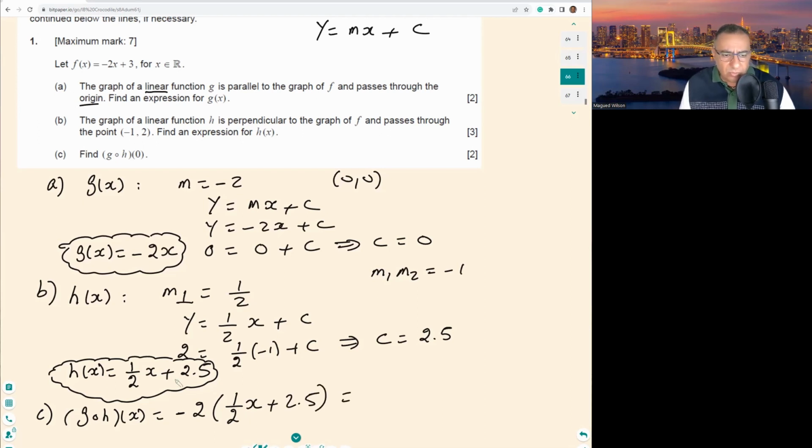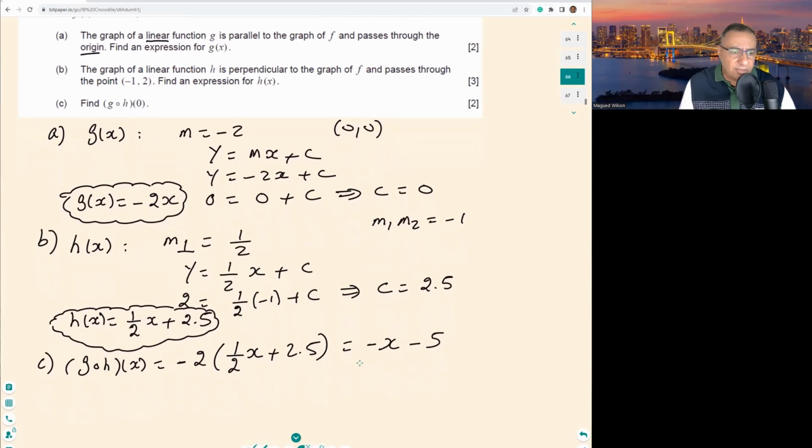And that is equal to -x, because 2 times a half is basically 1, but I still have the negative outside. Then negative times positive is negative, and 2 times 2.5 is 5. So this is the expression of g of h of x: -x - 5. Then we need g of h of 0, meaning you plug in x as 0. When you put x as 0, you end up with -5. And that is the final answer.